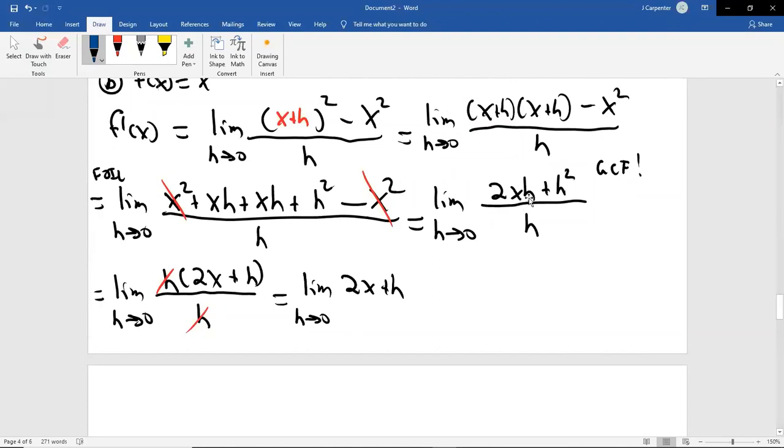Don't believe me? Try it even at the last one. This would be 0 plus this would be 0 divided by this would be 0, which is 0 divided by 0. Indeterminate. Nobody knows what it is. But now we can plug it in. So that's 2x plus plugging the 0 in. Just gives us 2x.